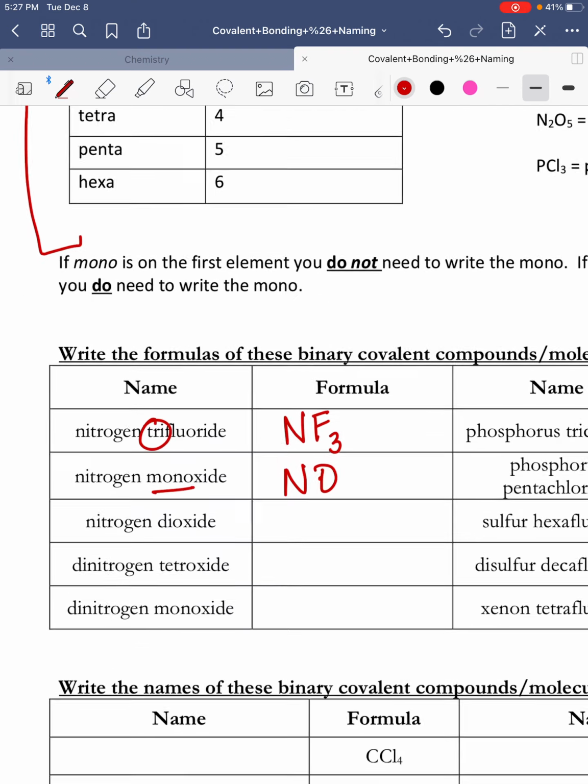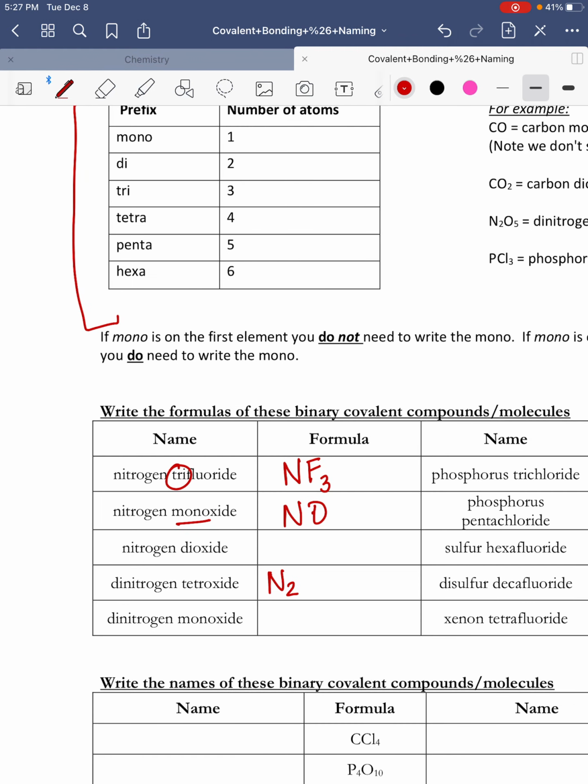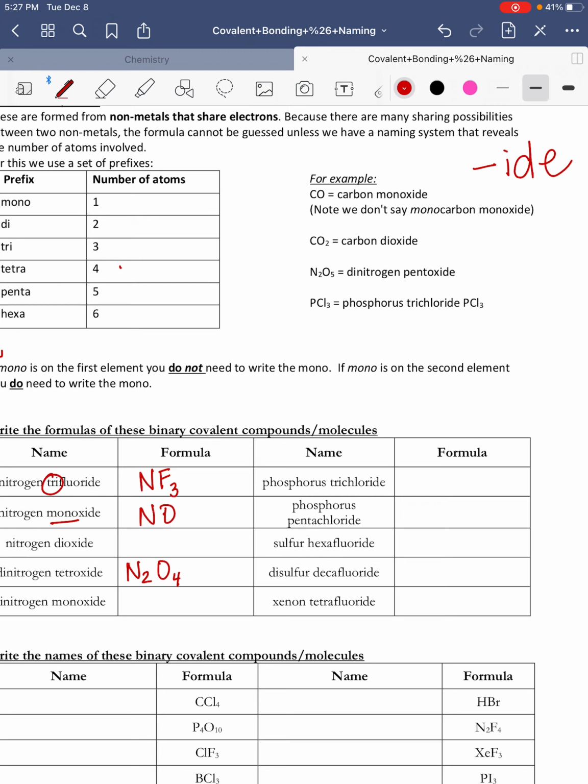Okay, let's try another one that is not mononitrogen. So dinitrogen tetroxide. Di means 2, so there are going to be 2 nitrogens. We're going to write these as subscripts. And then tetra is going to be 4, so O4. Okay, let's try a different one. We have phosphorus trichloride. Phosphorus is P, chloride is Cl, and there's 3 of them, so 3.